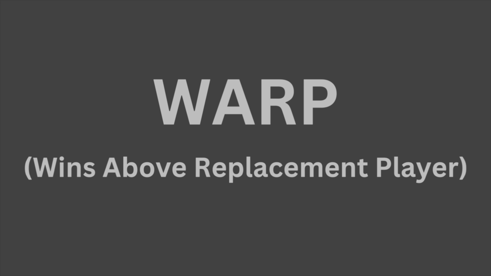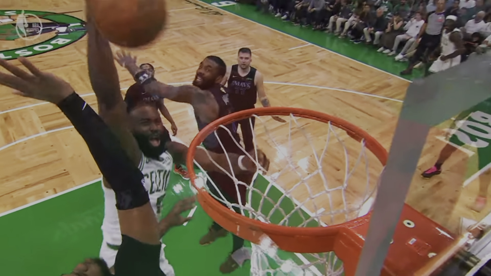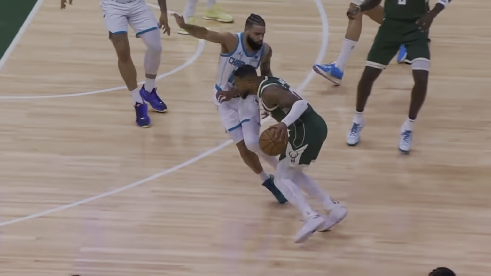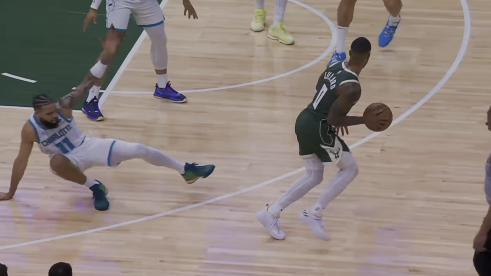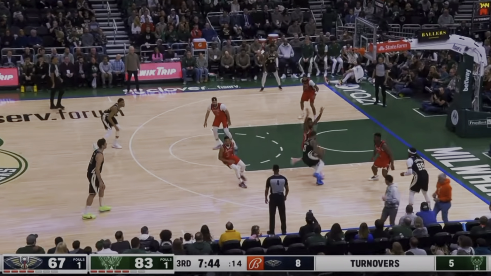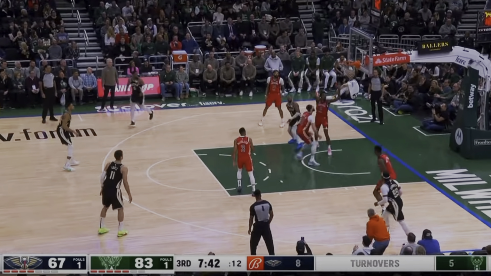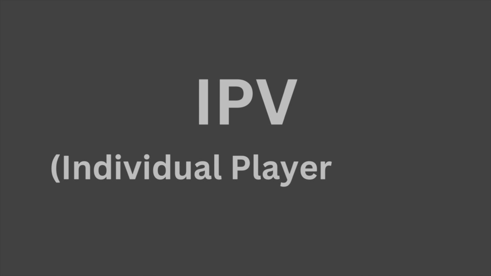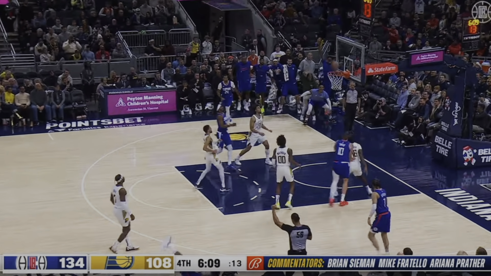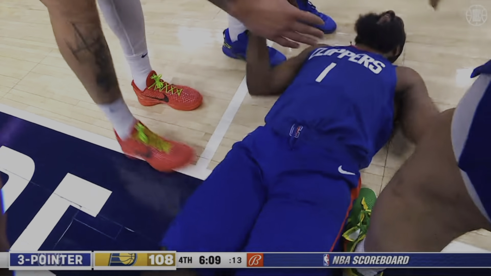Then I like wins above replacement player, which is WARP, but also focuses on the number of additional wins that a player provides. Then we have simple player rating, which is SPR. Just for some reason it reminds me of SPD Power Rangers. This simply combines all the traditional box score stats to produce a single number that represents a player's effectiveness. And then we have the individual player value, IPV, and this uses traditional stats and advanced stats to produce a single value to adjust for the context of teammates and opponents.